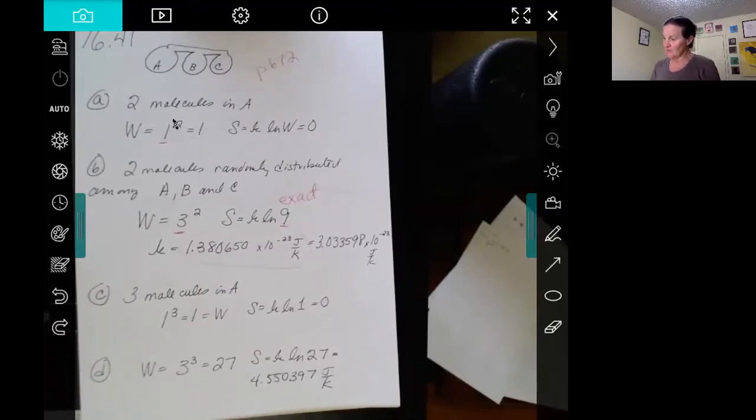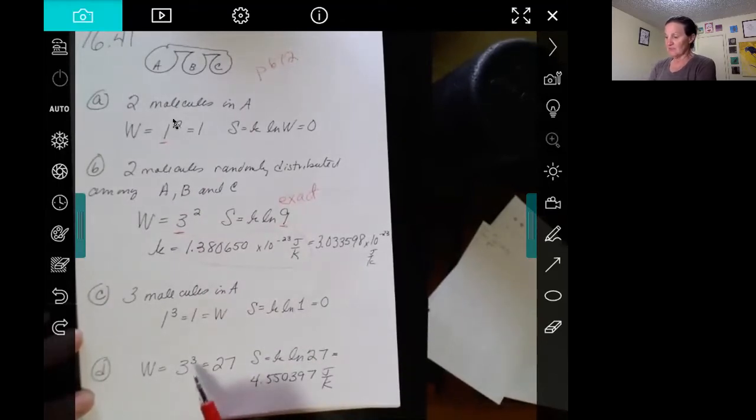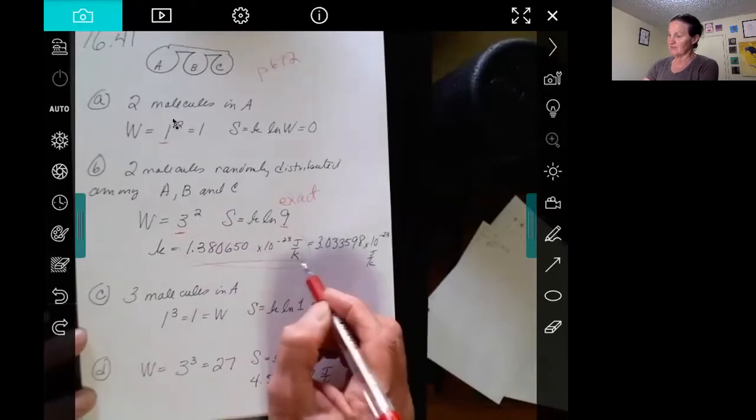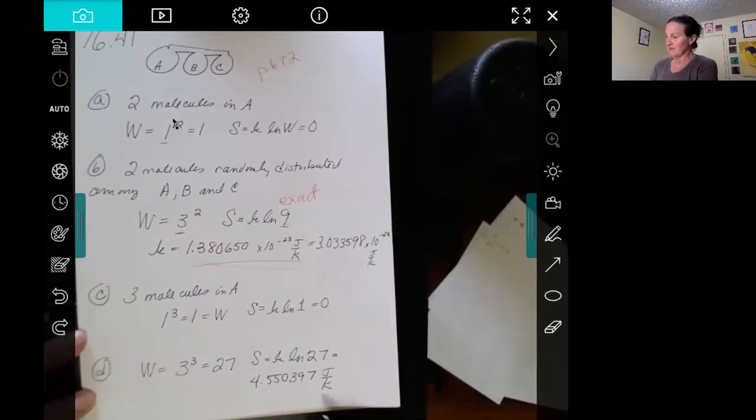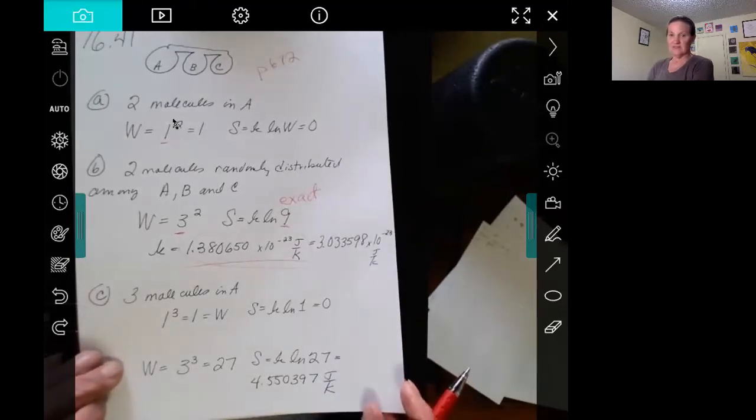For D, we have 3 molecules distributed amongst A, B, or C. So just like the situation in B, except we've changed it to 3 molecules. So it's 3 cubed, which is 27. So k ln of 27 is 4.550397. So using the same value for Boltzmann's constant times ln of 27, 4.550397 joules per K.